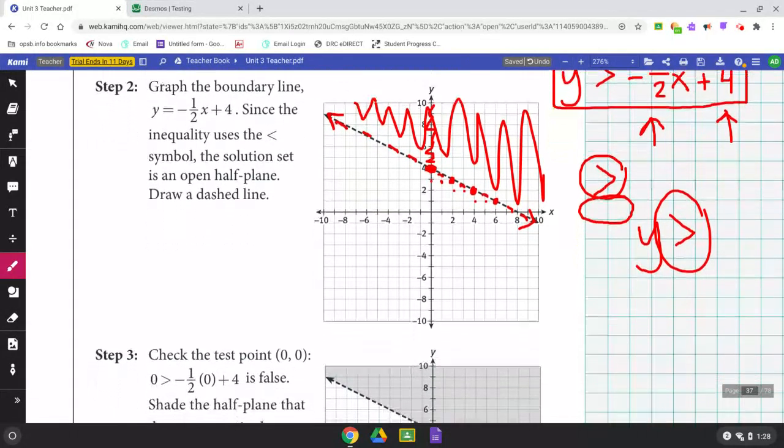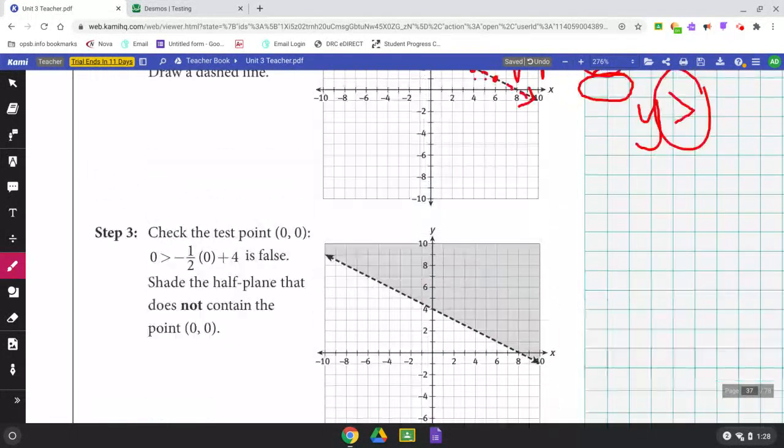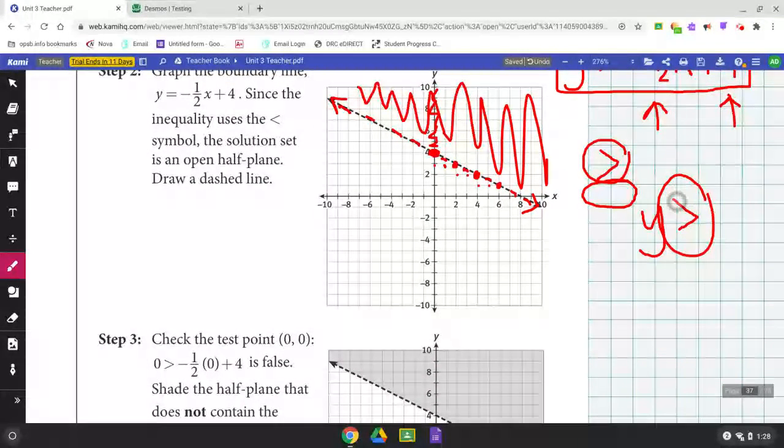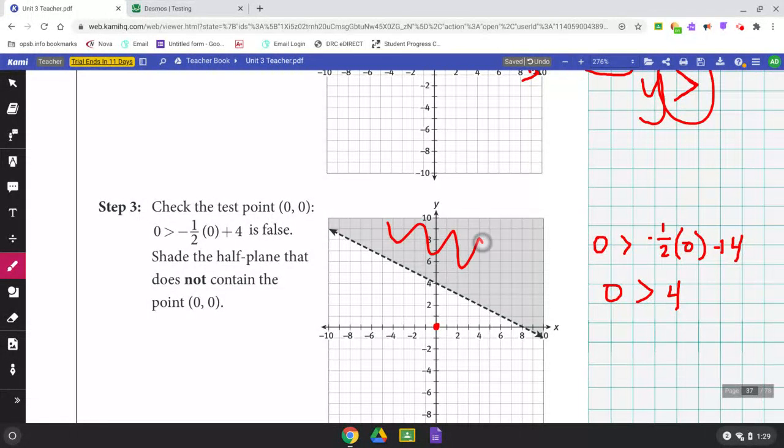Now, step 3 shows where you use the test point. That's if you don't remember that you shade above for greater than or below for less than, you can use the test point. Again, they use the origin as a test point because it's clearly on one side of the half plane. And when they substituted in, they got 0 is greater than -1/2 times 0 plus 4, and 0 is not greater than 4. So because that point is not a solution, they're going to shade in the opposite plane.